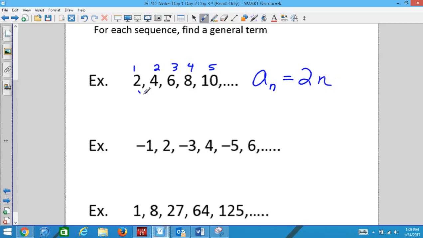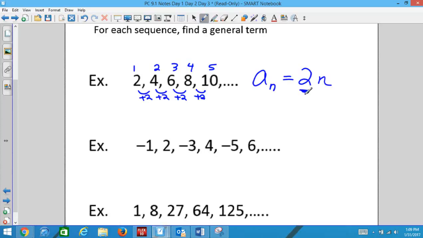If we actually looked at the differences between these numbers, it would be adding 2 each time. And that adding 2, that is this number right here. That's what we're increasing by each time. We've got 1 2, we've got 2 2s, we've got 3 2s, and so on. That number is in front of the n. So if you know that trick, that's going to help you on future examples.